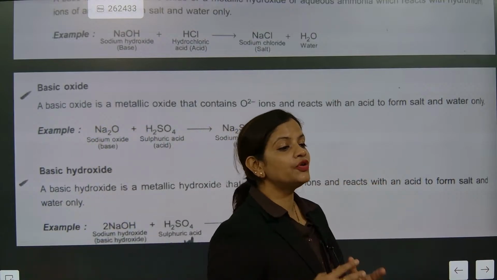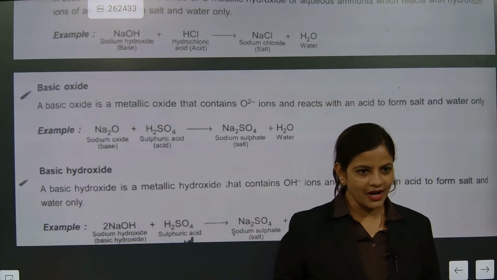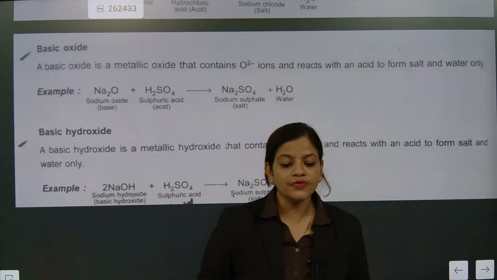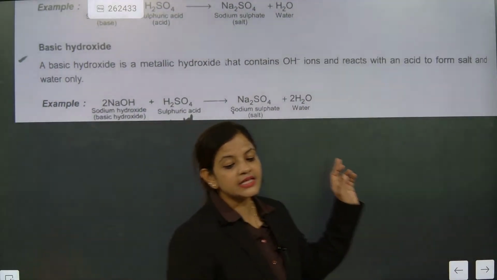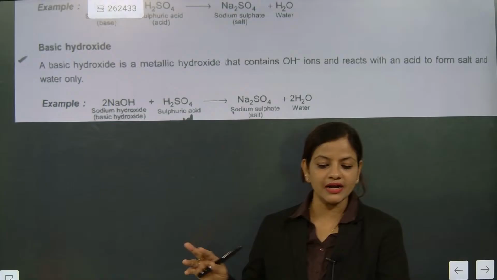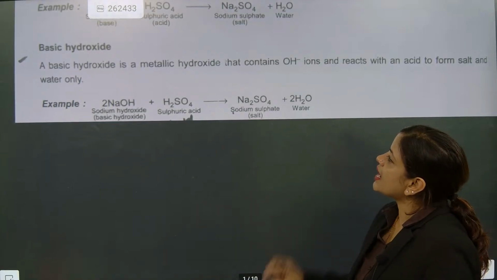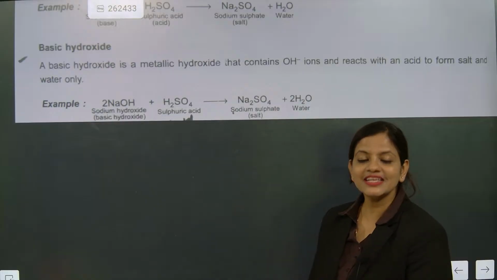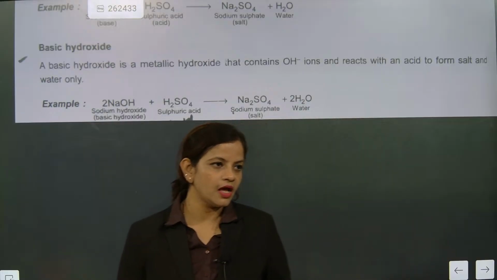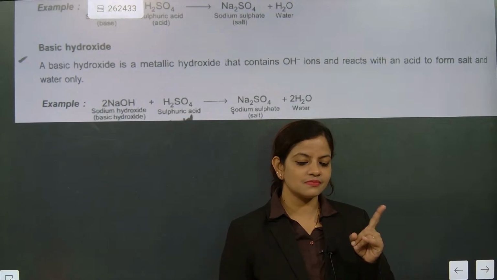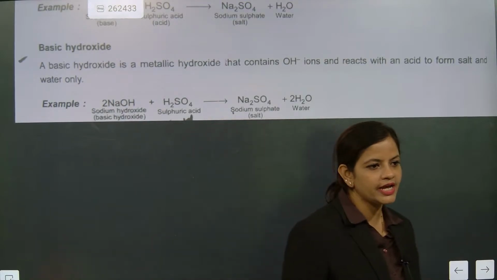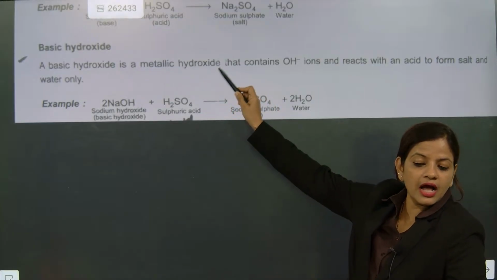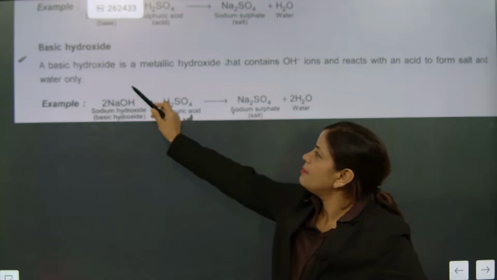What is it called? Neutralization reactions. I hope you people are understanding that. Now look here. When basic hydroxide will be there, if somebody asks you about basic hydroxide, some one-part answer we are going to check. Look here. Basic hydroxide is a metallic hydroxide. If somebody asks you about metallic hydroxide, how are we going to talk about that? See, when metals react with the hydroxide part, it becomes metallic hydroxides.